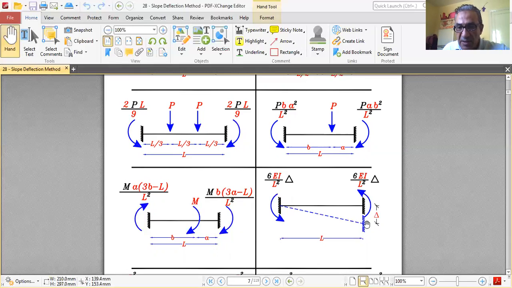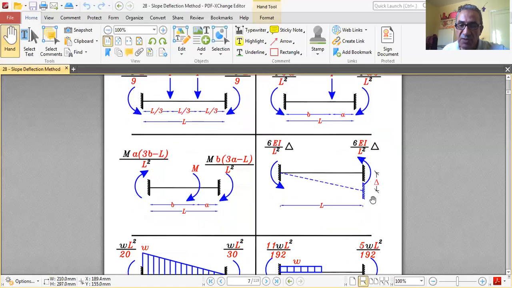So delta at the deflection or settlement of the support, they call it settlement of the support. It's 6EI over L squared multiplied by delta capital, and 6EI over L squared multiplied by the delta capital. Same value, but one has the tail down, one has the tail above, or the same rotation. This is for settlement of one of the supports.